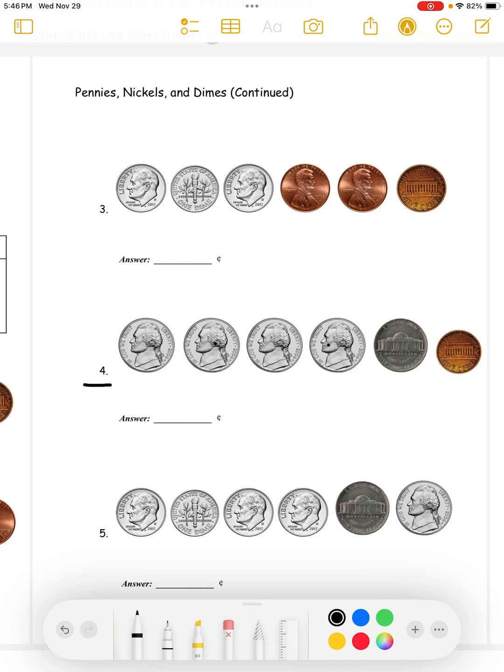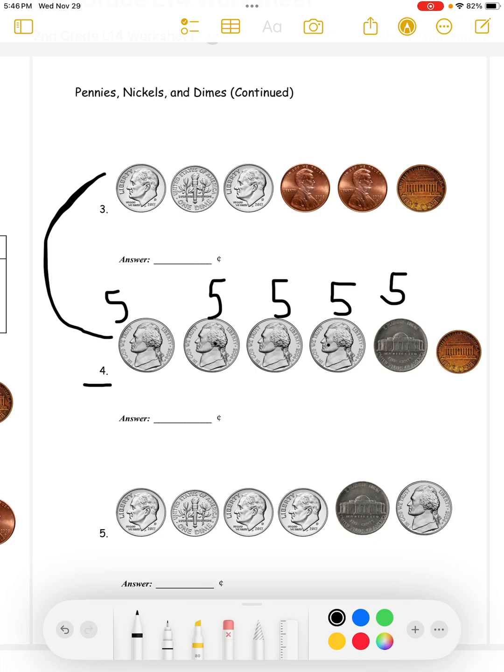But just to visualize, a nickel is 5 cents. So we write down 5 4 times. And then we have another nickel, so we write down 5 cents. Don't get the nickel and the dime confused. Remember, the dime and the nickel are different sizes. Since the dime is 10 cents, it would make sense that it would be the bigger coin, but it's not. The dime is actually the smaller coin from the nickel.